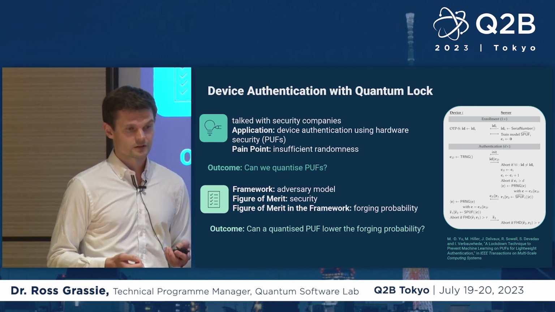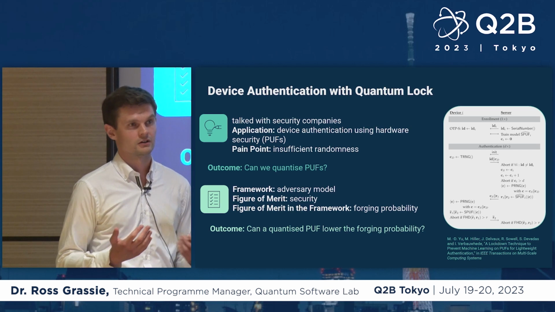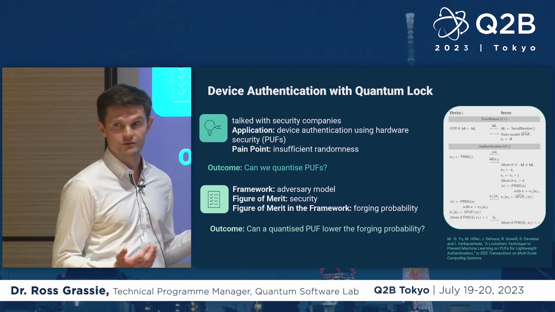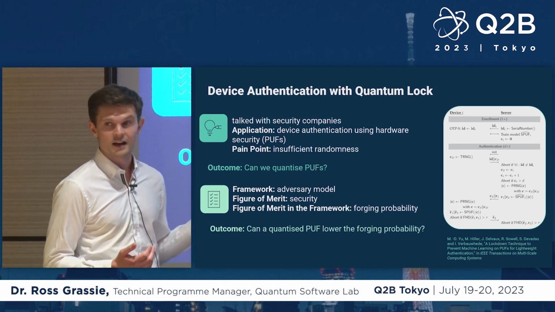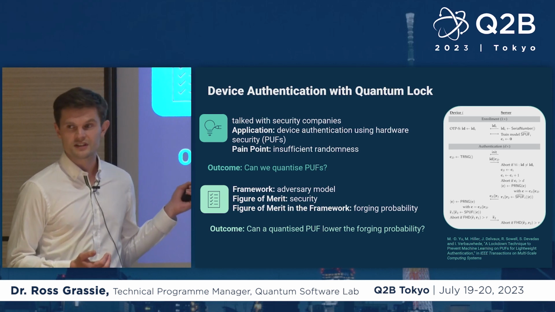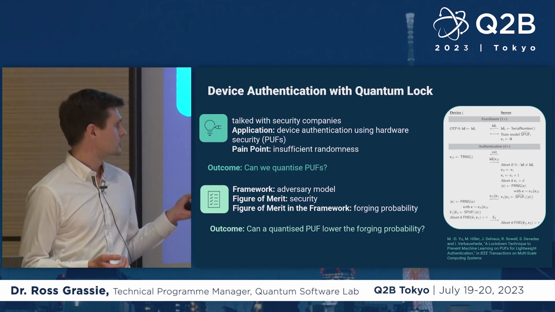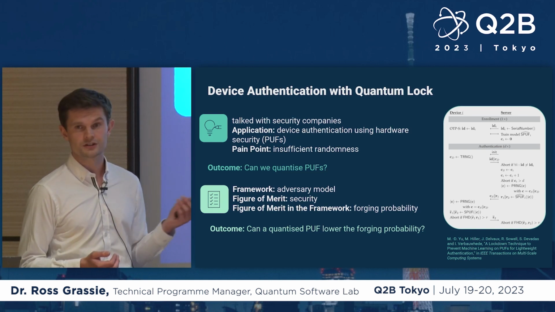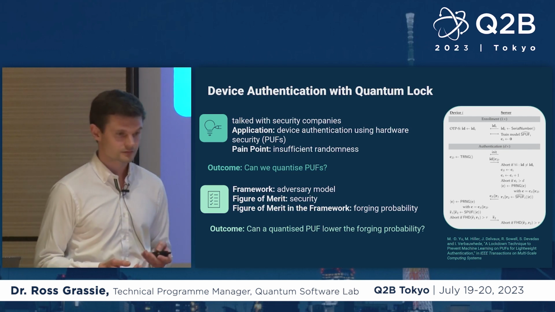So our framework for this is the adversary model. That's how we're going to compare our classical and quantum solutions against one another. We really want to improve the security of this protocol. In particular, we want to see what the forging probability is. Can our quantized PUF lower the probability that our adversary is going to forge our PUF and break our protocol?